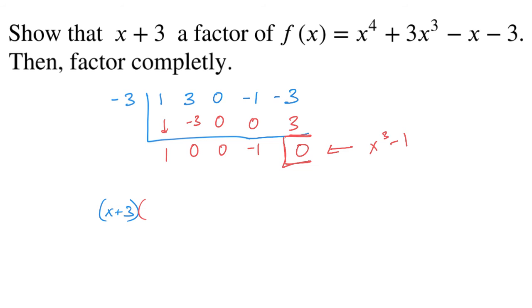And if I took x plus 3 times the result of what I got when I did my synthetic division, I know that that had better equal this x to the fourth plus 3x to the third minus x minus 3. It will. It has to.